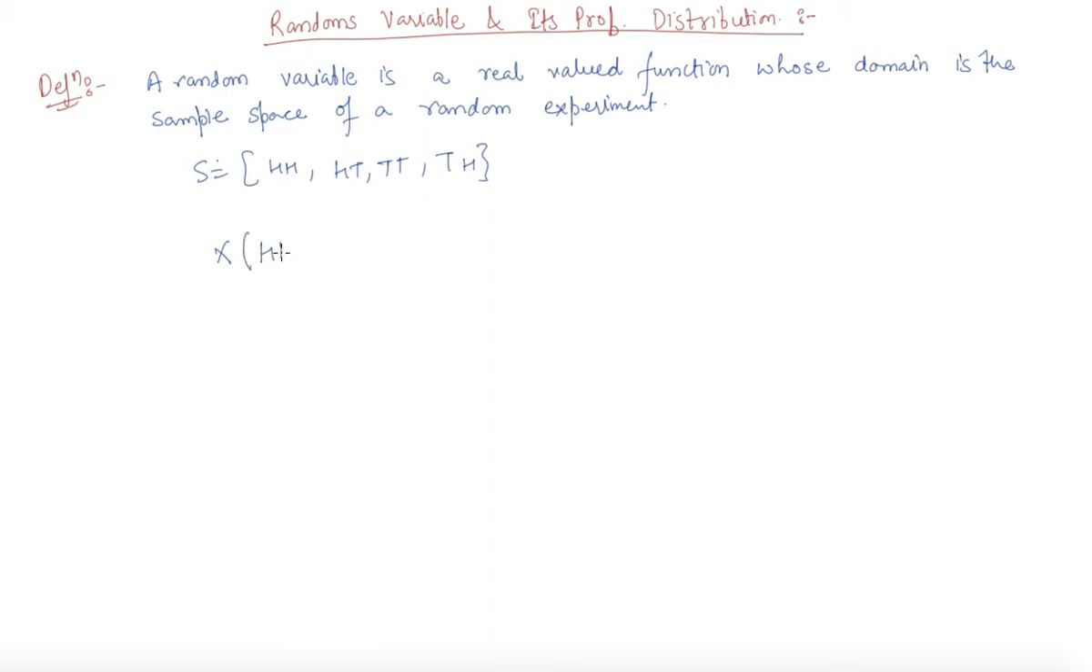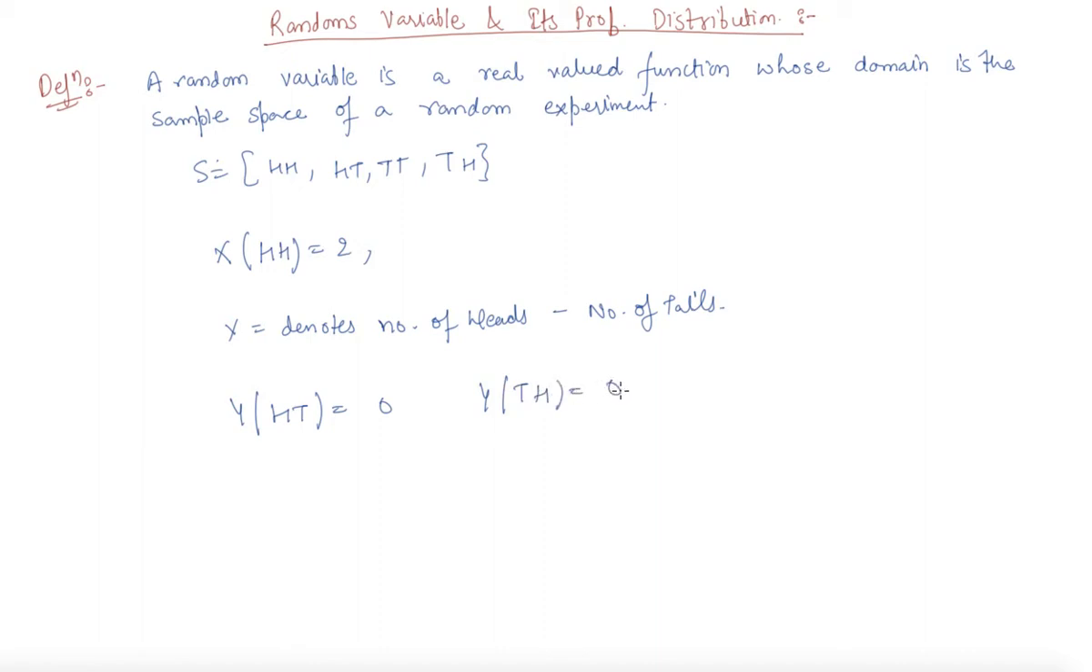So x of hh will be 2, and let's say y denotes the number of heads minus the number of tails. So in this, let's say head tail, that will be 0. Or if you take tail head, then it also will be 0. So this is a random experiment.